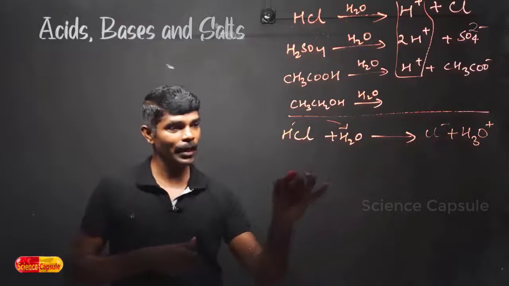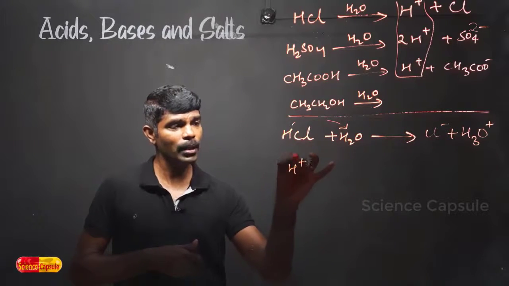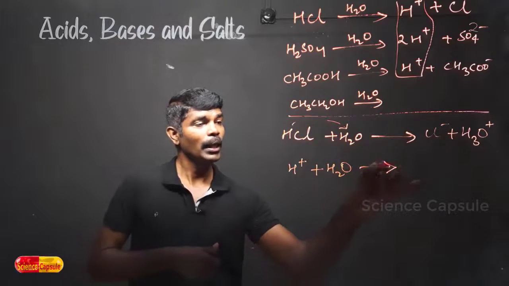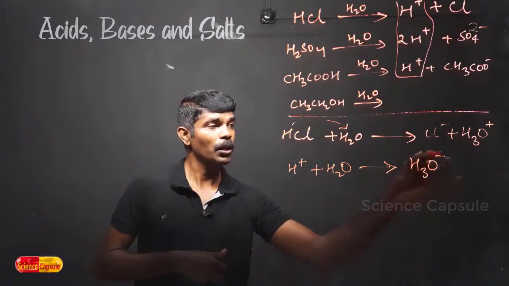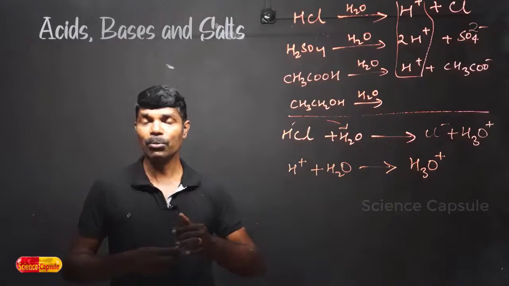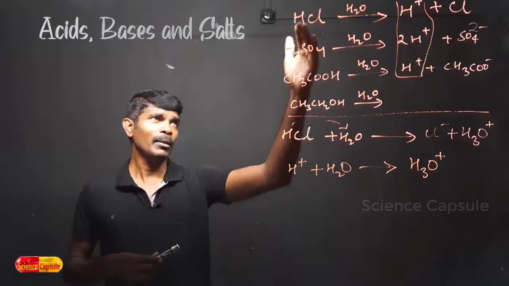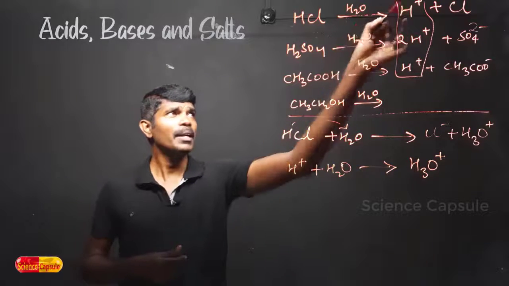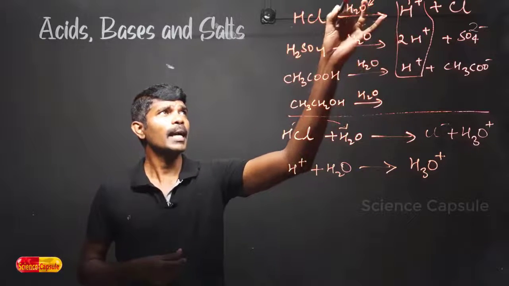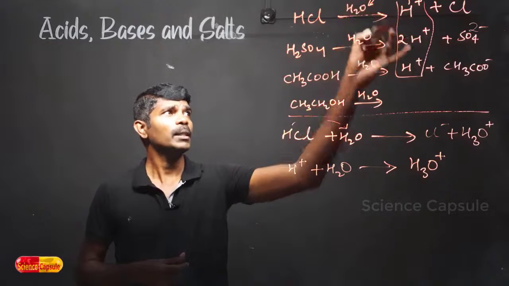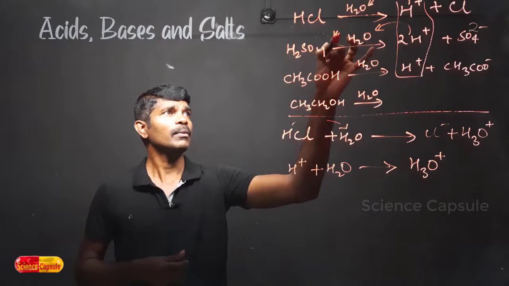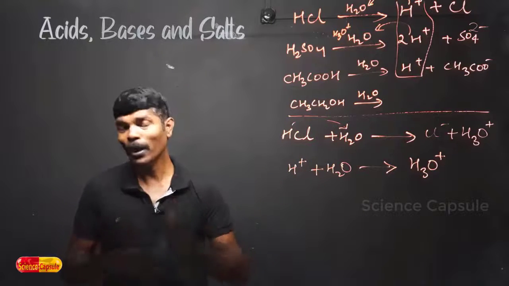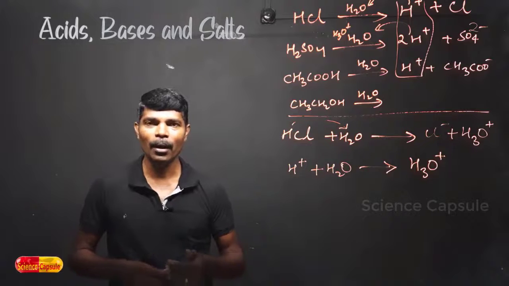This reaction can be written as H plus, so the H plus produced in this reaction immediately reacts with water, and here it forms H3O plus. So this thing you should understand, that in each case we see hydrogen ion is produced, but the produced hydrogen ion reacts with water and exists as H3O plus. In each case we can see H3O plus. Got it, children? So this is what happens when acid is dissolved in water.